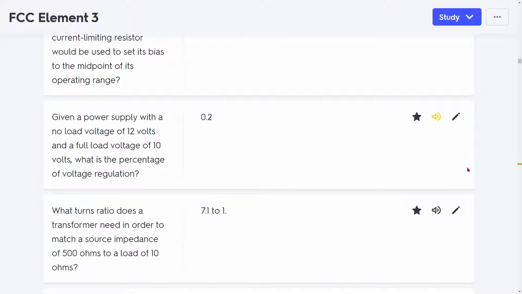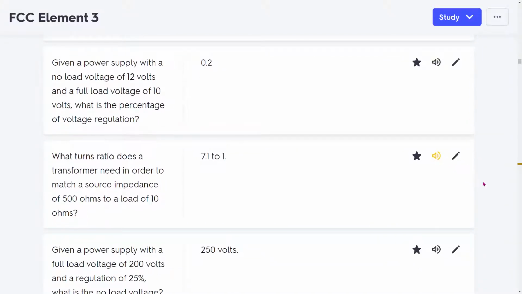Given a power supply with a no-load voltage of 12 volts and a full load voltage of 10 volts, what is the percentage of voltage regulation? 0.2. What turns ratio does a transformer need in order to match a source impedance of 500 ohms to a load of 10 ohms? 7.1 to 1.